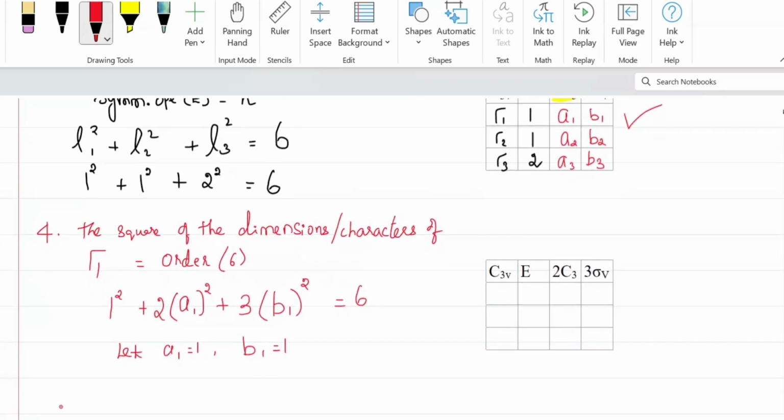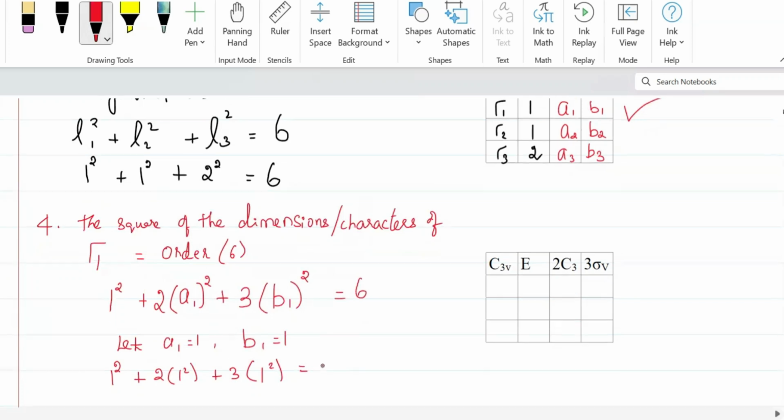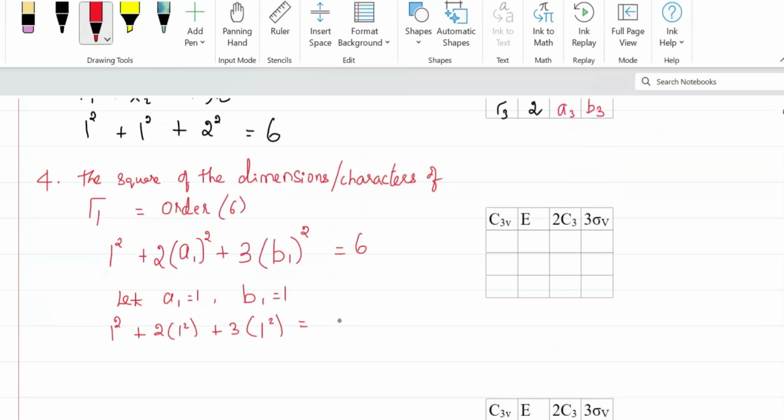So what do you get here? 1 squared plus 2 into 1 squared plus 3 into 1 squared. So what do you get then? It will be 1 plus 2 plus 3, and that is equivalent to what? 6.